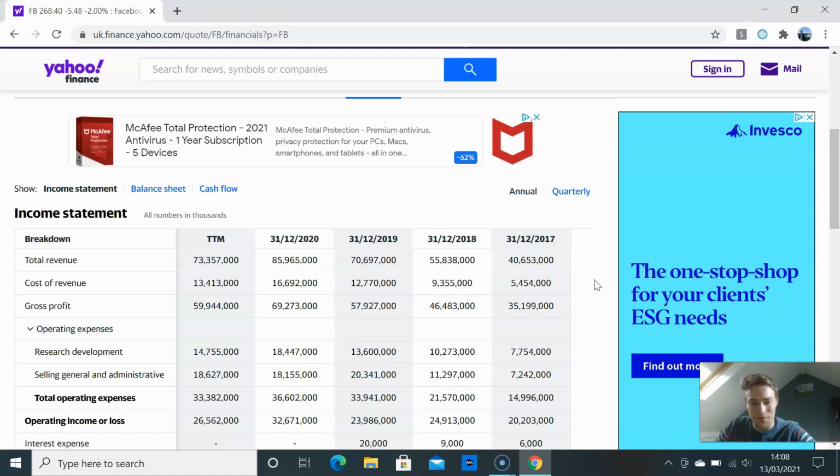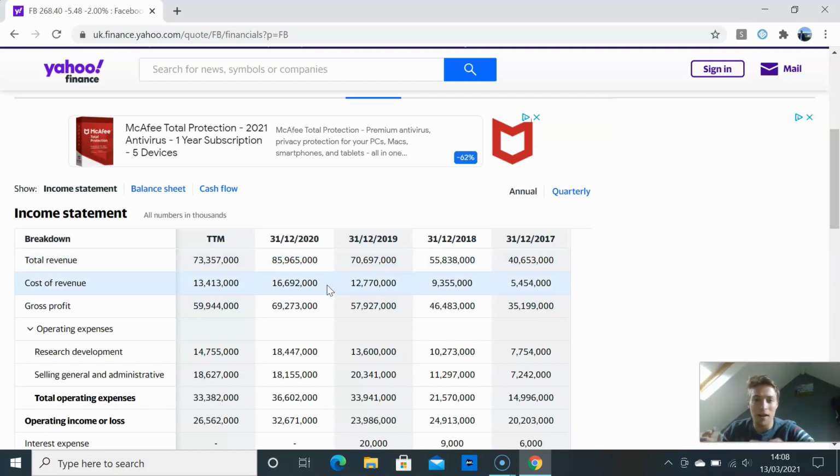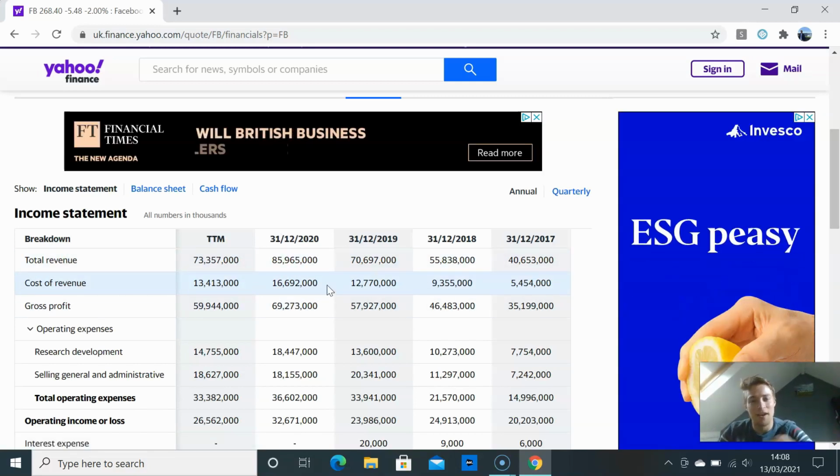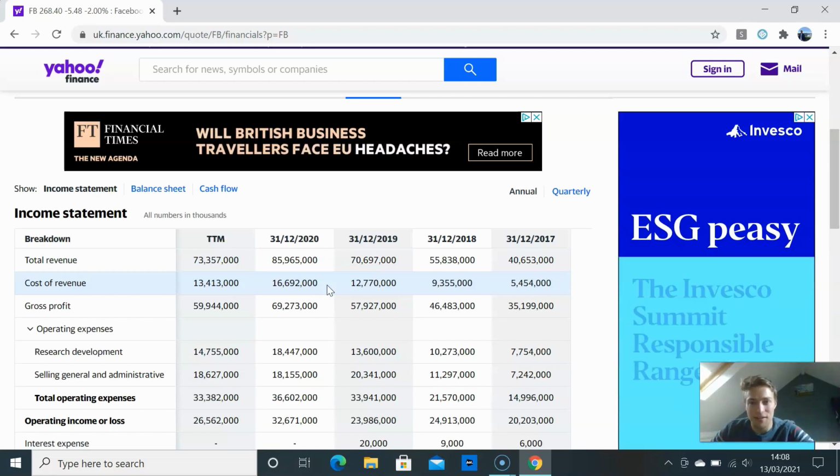For example, if you're a t-shirt company selling a t-shirt, the revenue would be the money you get from the customer. And then the cost of revenue would be the cost that the supplier takes from you to make that t-shirt and then for you to sell it to that customer.